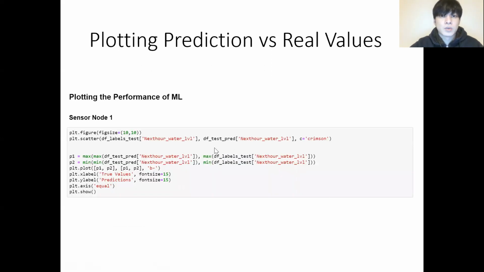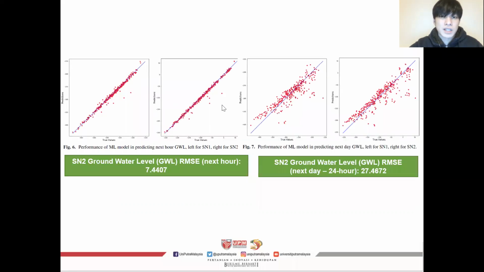And then, when you try to plot it, I have shown you one example on how to plot the performance of the machine learning for sensor node 1. This title and subtitle here are done using the markup language. Something very interesting that you may want to look into. Okay, so using this command, I plot a graph to show the prediction versus the real values.